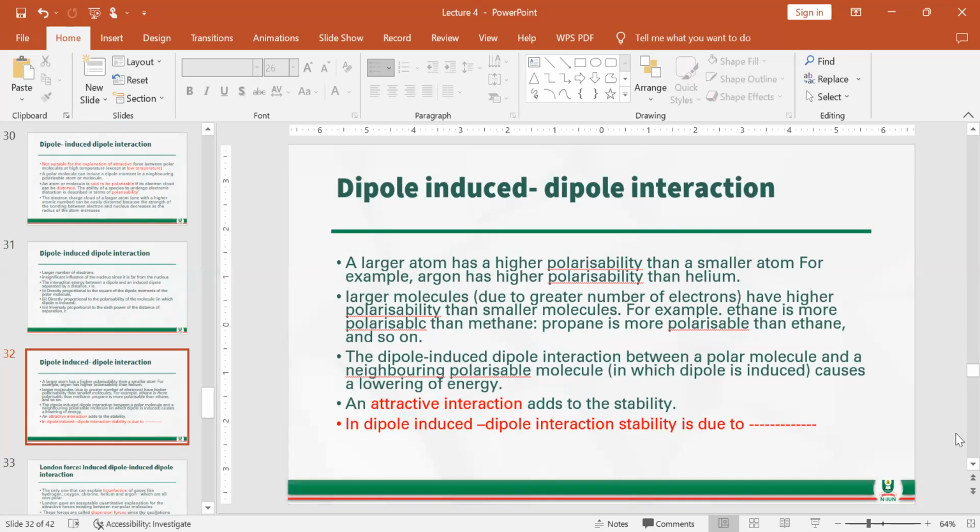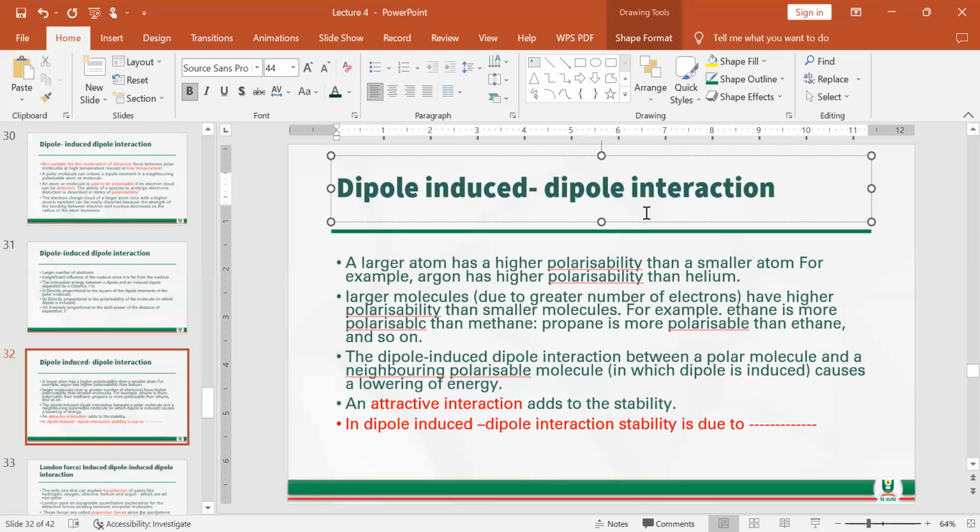So now the last one is the dipole-induced dipole interaction. Now let's see this. A large molecule has a higher polarizability than a small molecule. For example, argon has higher polarizability than helium. We have treated the others. So now you have a large molecule and a small molecule, and the larger molecule can easily be polarized. So a larger molecule, due to its greater number of electrons, has higher polarizability than a smaller molecule.